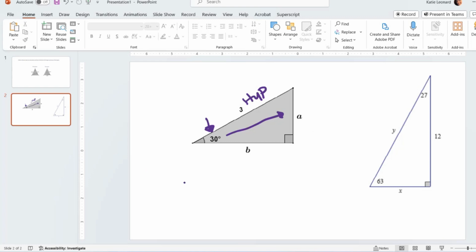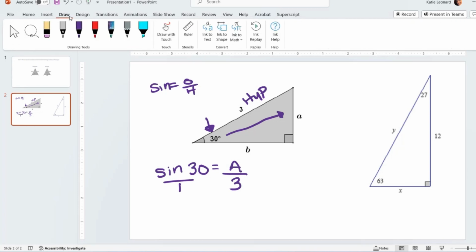So I'm going to start by trying to solve for A. And I can see that A is opposite of the 30-degree angle. So sine is good when we have an opposite angle. The sine of 30 is going to equal A over the hypotenuse, since sine is opposite over hypotenuse. All right, now to solve this, we had said before we could put this over 1 because putting a value over 1 does not change its value. And that allows me to cross multiply. And when I cross multiply, I'll do 1 times A, and then I'll do the sine of 30 times 3.